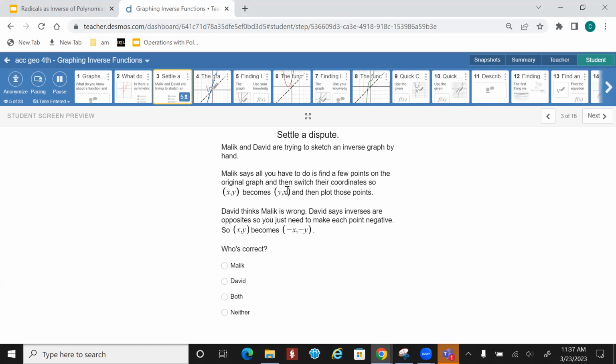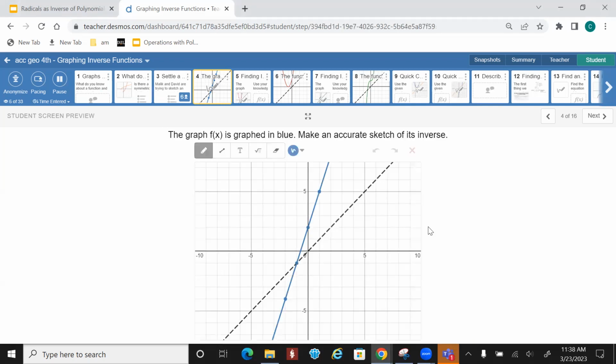Why is Malik correct? Because he's right. Okay, cool. Remember, it's a reflection across the line y equals x. So that's why those y and that x switch. That actually comes from your geometry.